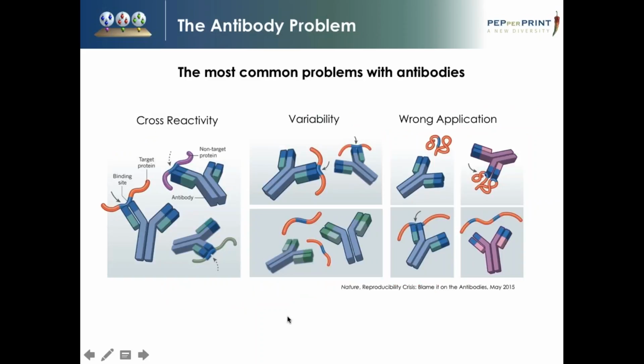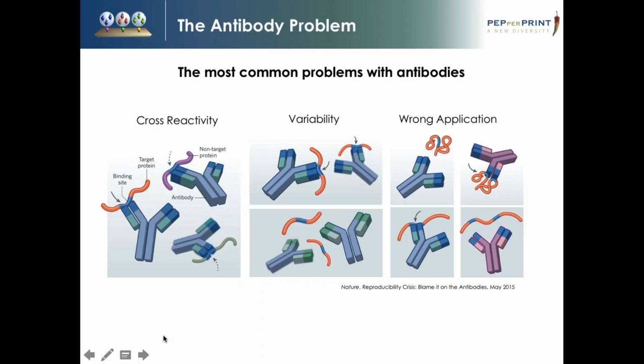So then they wanted to go on and figure out specifically what were the most common problems with these antibodies. And they found cross-reactivity, variability, and wrong application. With cross-reactivity, an antibody is supposed to recognize only a specific target protein, but a lot of times it's going to end up reacting with other proteins in the sample.